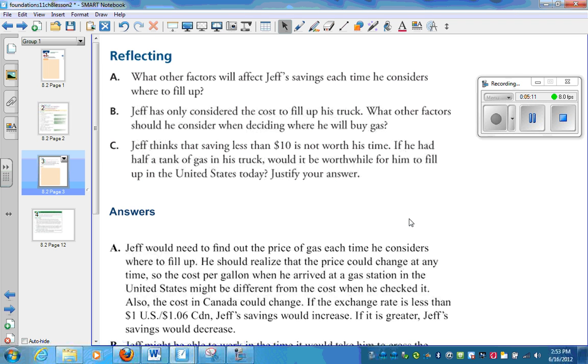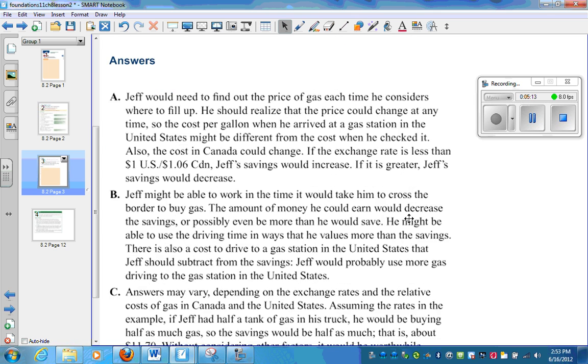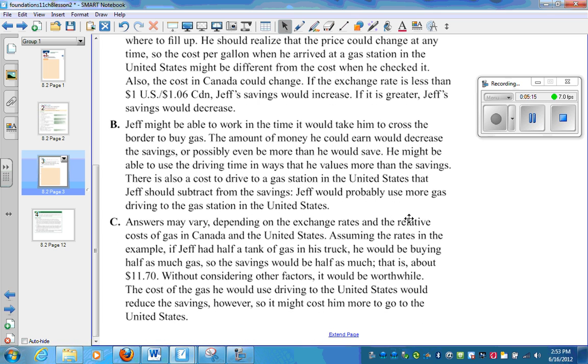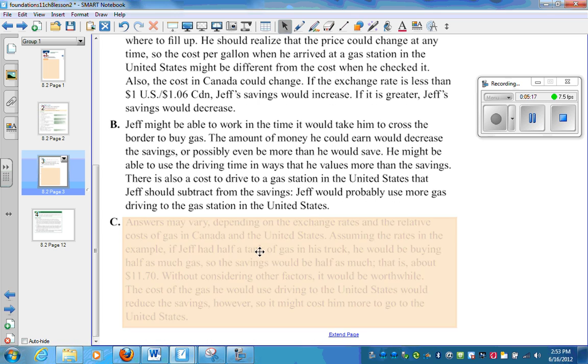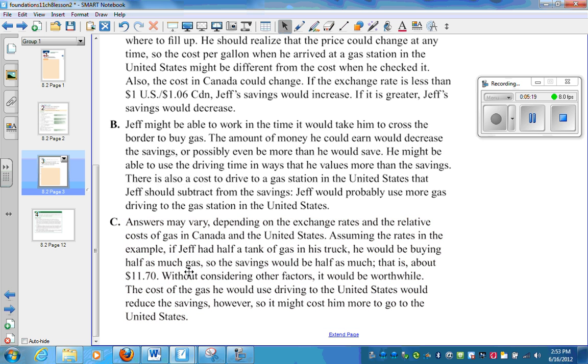If he had half a tank of gas, would it be worthwhile? And that depends. If he had half a tank of gas in his truck, he would be buying half as much gas, so his saving would be half as much. So instead of $22 or $23, it'd be only $11. Without considering it would be worthwhile. The cost he would use driving would reduce the savings, so it might cost him more.